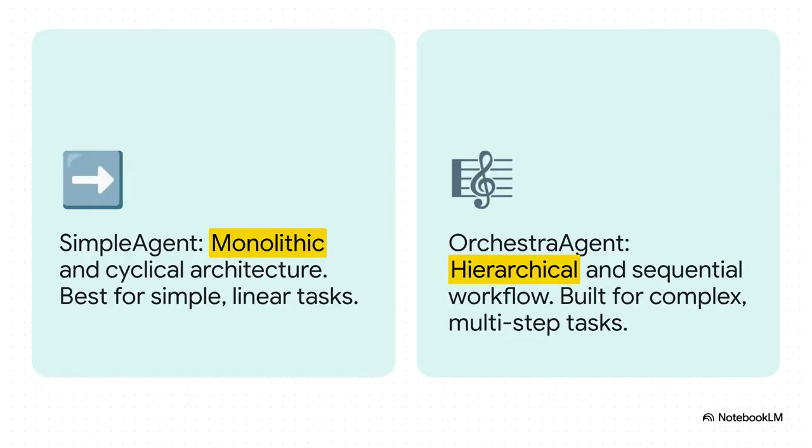So the trade-off here is pretty clear, right? You've got the SimpleAgent, it's monolithic, it's cyclical, and it's your go-to for linear tasks. Then you have the OrchestraAgent. It's hierarchical, it's sequential, and it's built for those complex problems where you need specialized roles and careful planning. It's all about giving you the right tool for the right job.